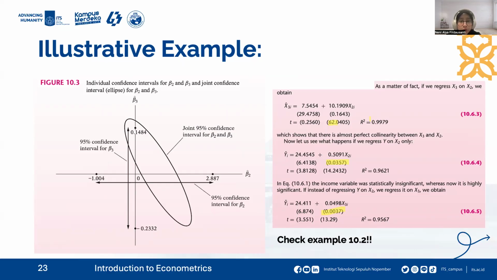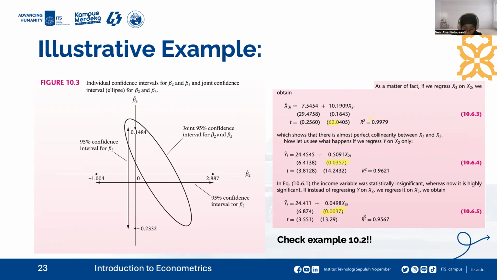So as a matter of fact, if you regress x3 on x2, so we regress one of the regressors on the other regressor, we can see here that they are significantly related. x2 has a significant effect on x3, and the R square is also high.